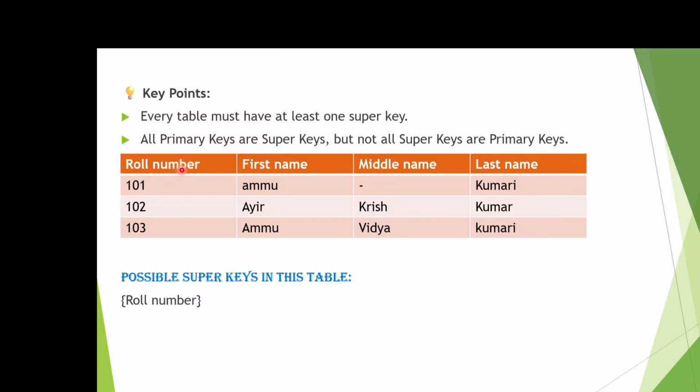Here in this table we have roll number, first name, middle name and last name. We have the roll number as a super key because this roll number uniquely identifies rows. By just seeing this table, we come to the conclusion that this roll number is the primary key of the table. Hence this primary key is also a super key in this particular table.